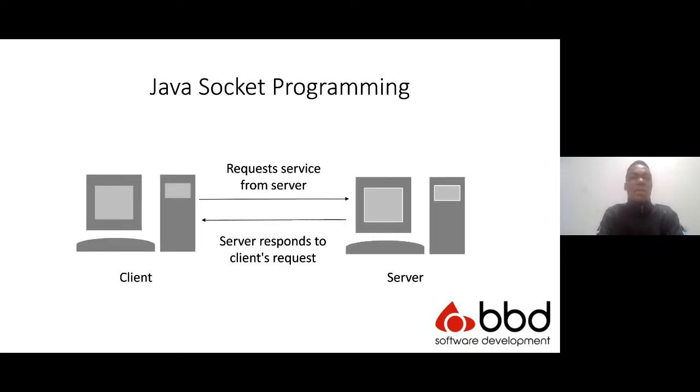So now I'll be talking about Java socket programming. We have a client and we have a server. The client will request a service from a server, and then the server will respond to the client's request. The client isn't able to connect to the server if the server is not running, so we need to make sure that the server is actually running. If the server is running, then the client is able to connect to the server.